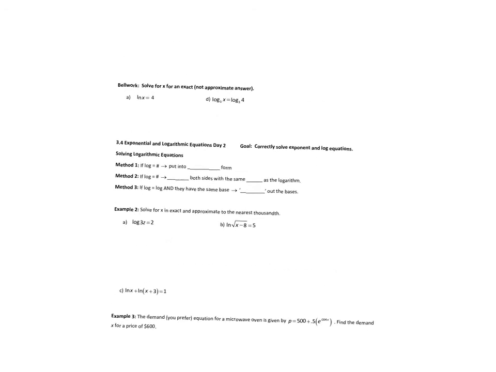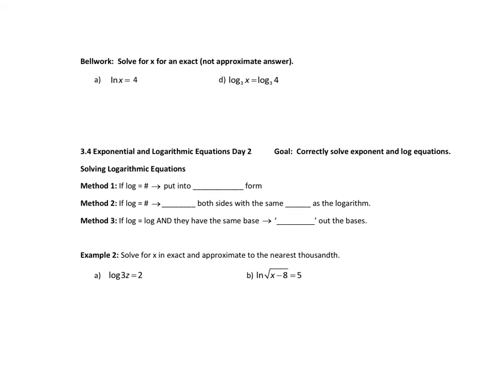Okay, now moving on to logarithmic equations. The first one in the bell work: natural log x equals 4. If I just put that into exponent form, because our base is e, x equals e to the 4th. Then if we want the approximate value, just plug it into the calculator and round accordingly. For the next one, that should have been b, we have that rule that if our logarithms are equal with the same bases, then our arguments are equal. So it's almost like the log base 3 part cancels, and we have x equals 4.